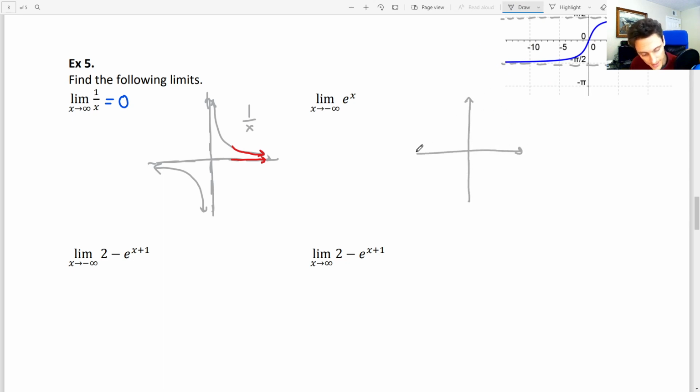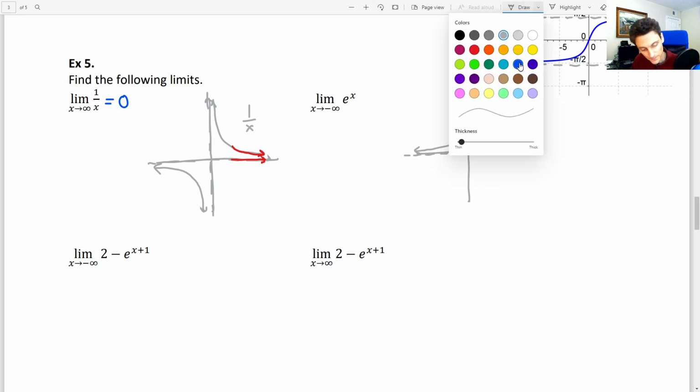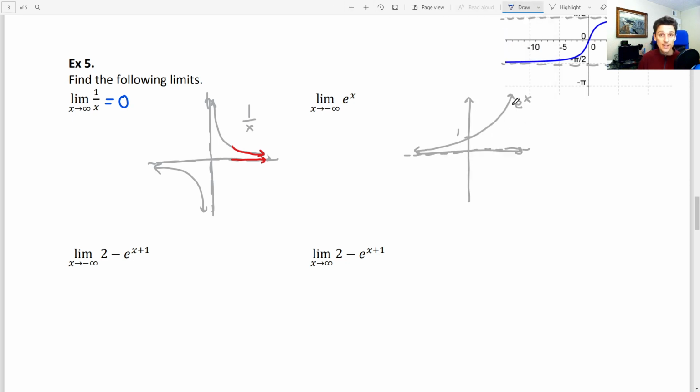Remember that e to the x starts off close to 0, goes through 0, 1, and then blows up to infinity. There's this horizontal asymptote, y equals 0. There's a quick sketch of e to the x. Now here we're looking at the limit as x approaches negative infinity of e to the x. So our eyes are going to be moving to the left.